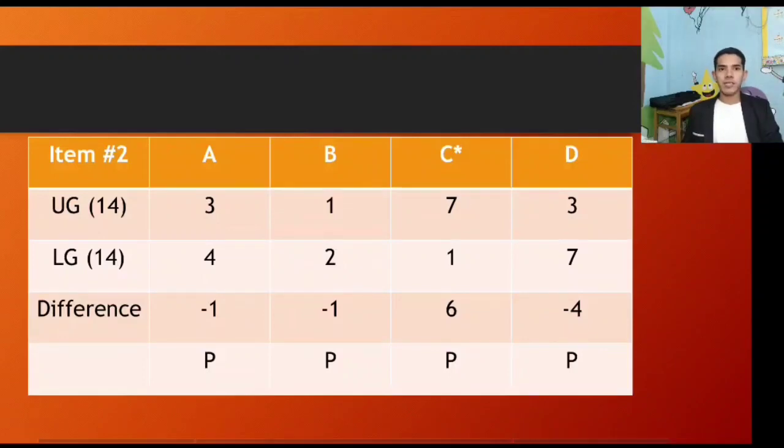So in our response, letter C, we have 7 minus 1, positive 6, and it is plausible because it is positive and it is the response. And for our letter D, 3 minus 7, the answer is negative 4, and it is plausible because it is negative and it was a distractor.